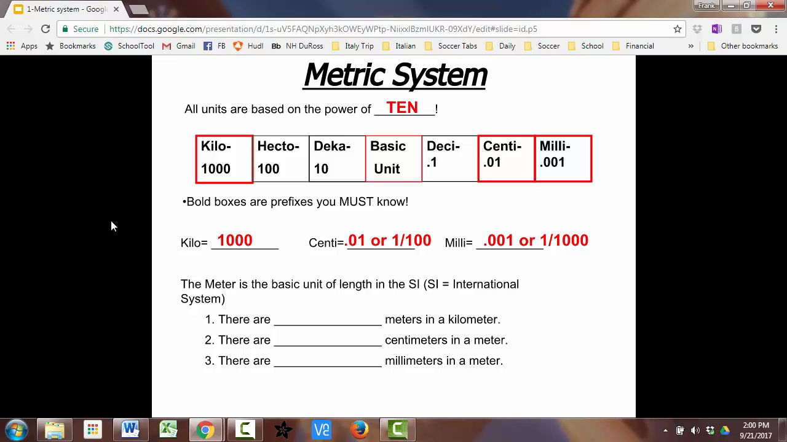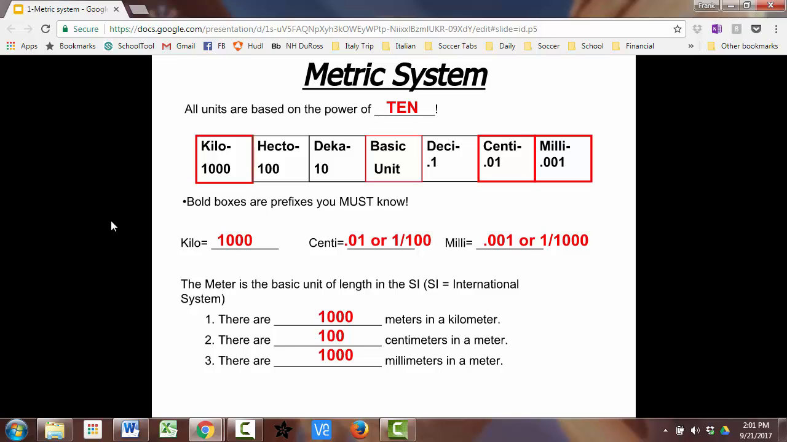So, how many meters in a kilometer? How many meters make up a kilometer? Griffin? 1,000. Now I'm asking you a little bit differently here. How many centimeters are in 1 meter? Derek? 100. Yeah, 100. How many millimeters in 1 meter? Danielle? 1,000.